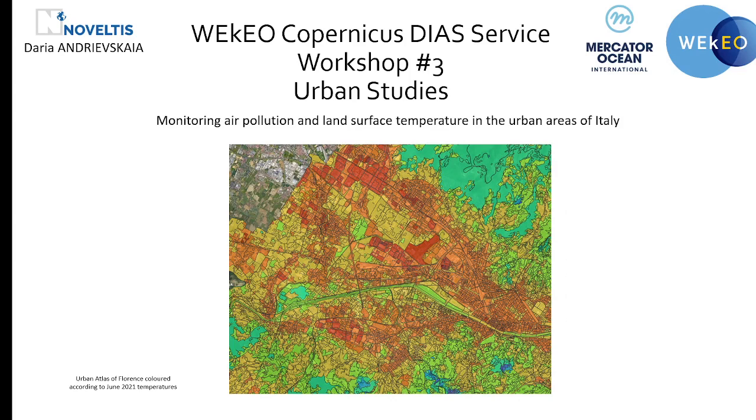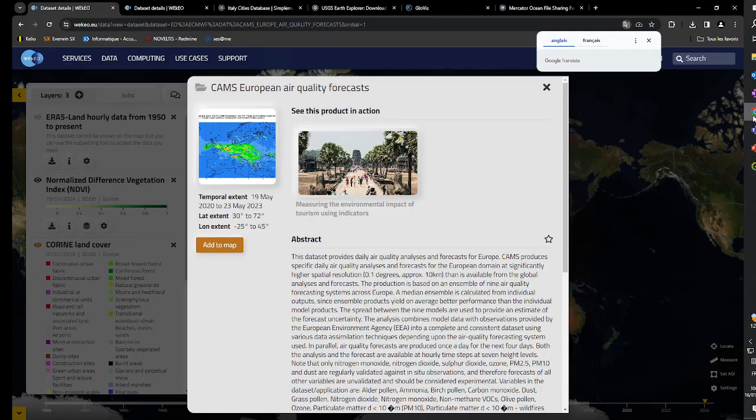As I said, today we're going to use QGIS software, which is a geographical information system. And the data we're going to use in it is our products from the Wikio platform, and I will briefly show you those products. First of all, we're going to use two products from the Wikio platform, and we're going to have some help from some external data. The first product from the Wikio platform is the CAMS European Air Quality Forecast.